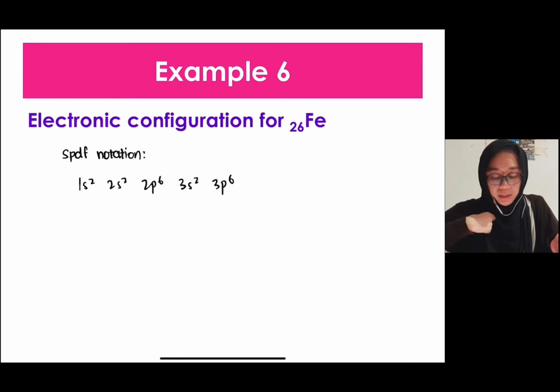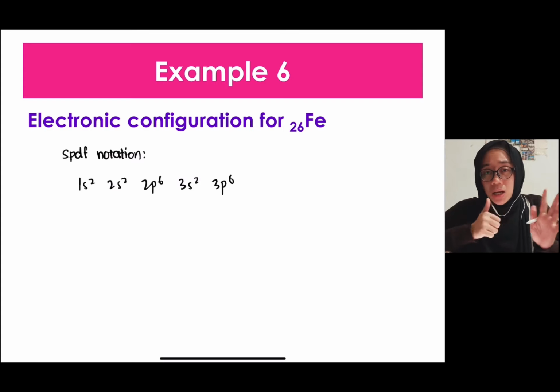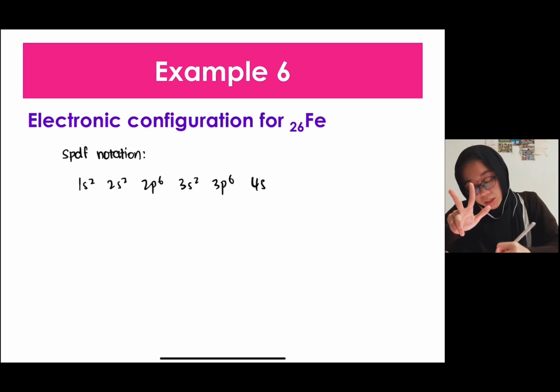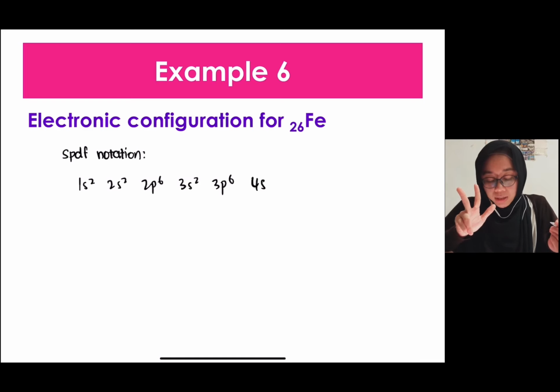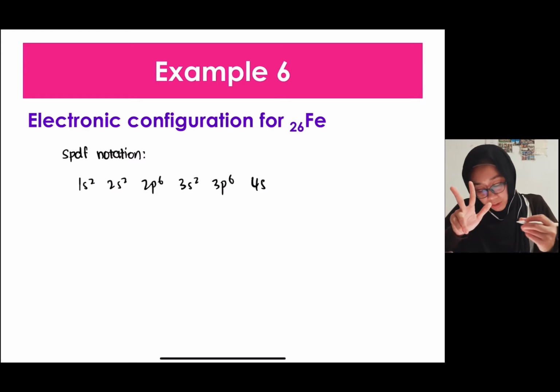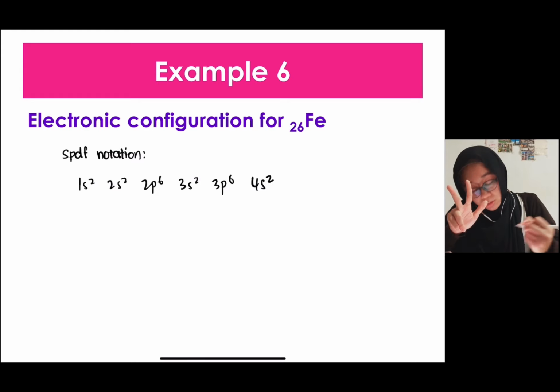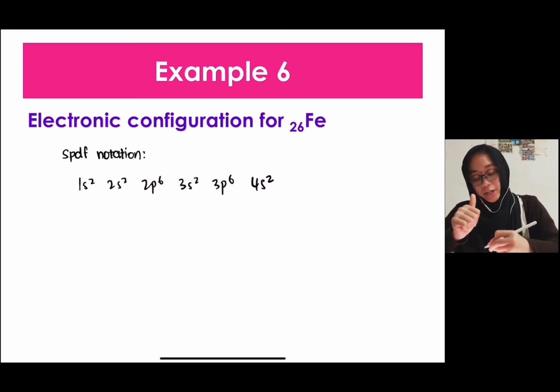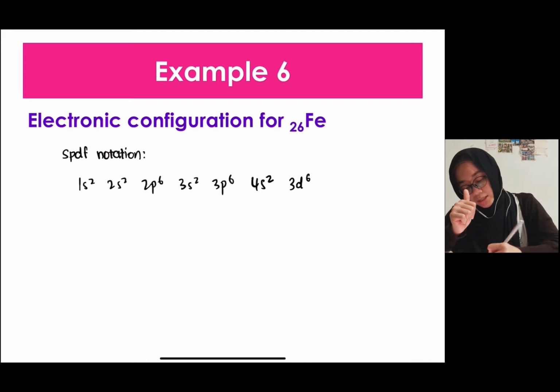Okay, so by the time kita dah isi sampai 3p6, supposedly ada 18 elektron dah yang kita dah isi. So 18 elektron bermaksud baki lagi ada 8 elektron. So the next one after 3p, kita akan isi dahulu 4s. Okay, so 4s, lepas dah isi 4s, 4s boleh isi 2 je kan. So kita ada baki lagi 6. Barulah kita isi 3d6.